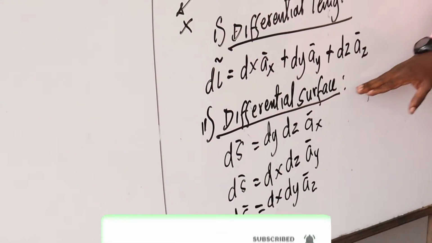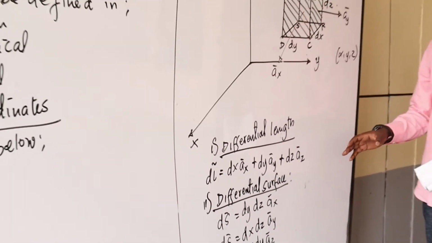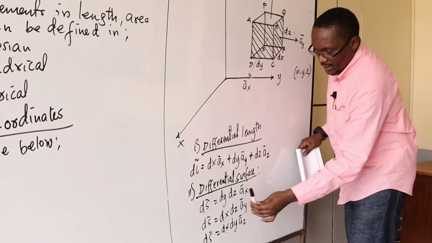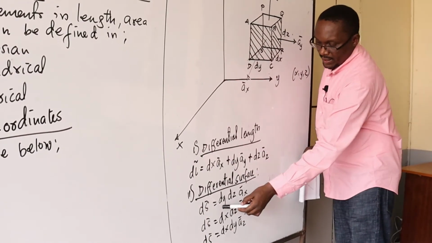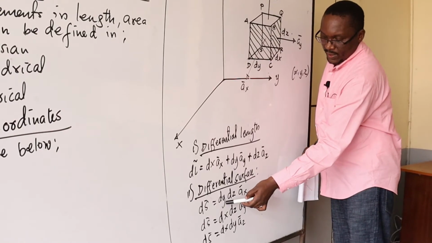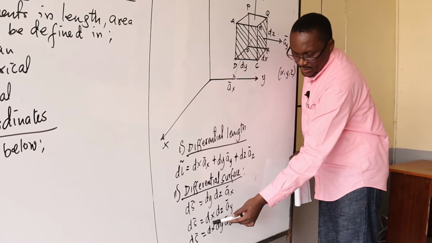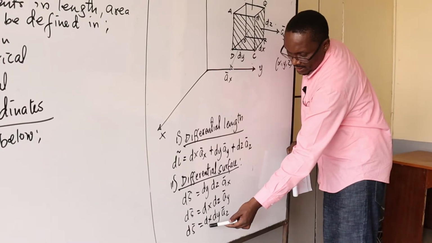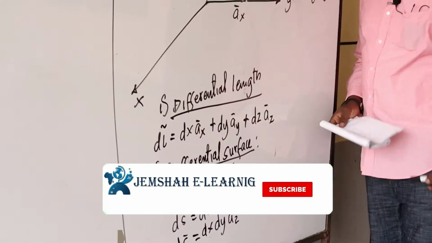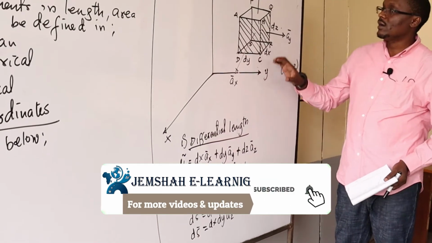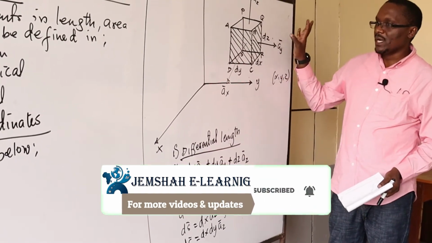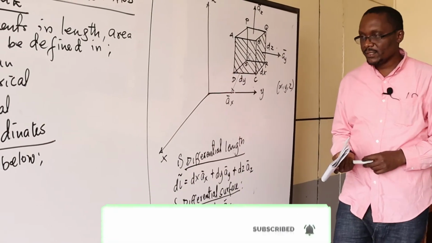It's very important to note all this because we'll be using them. When we do our integrals, we'll be integrating a double integral with respect to y and z, with respect to x and z, and with respect to x and y. So this is how we look at our surfaces on a Cartesian coordinate system.